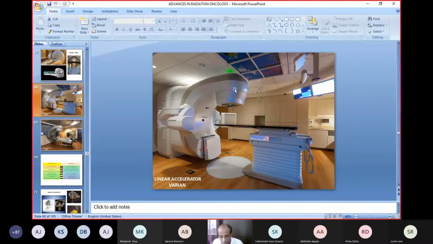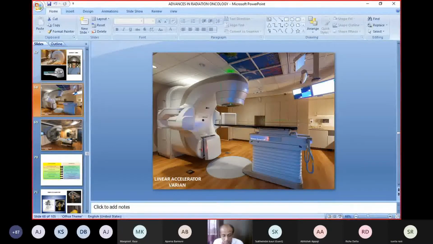So before we treat the patient, we take a CT scan every day, and that CT scan is matched with the planning CT scan which was taken on day one. Once it is perfectly matched, then the treatment is delivered. Once the beam is switched on, the X-rays are generated and delivered onto the patient.